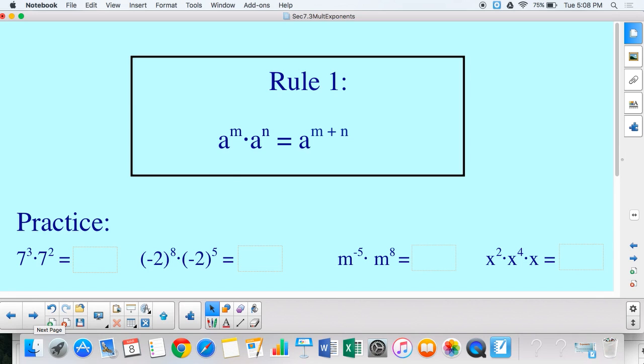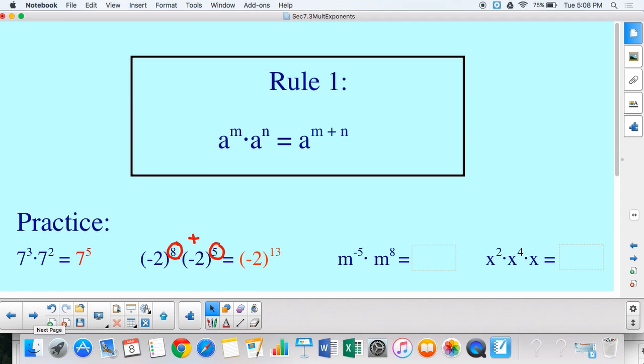So there's 4 examples here that'll show this. So first one, 7 to the 3rd times 7 squared. Should be 7 to the 5th. Try the next one on your own. Negative 2 to the 8th times negative 2 to the 5th. Take those powers here and add them. Should get negative 2 to the 13th. Works with negatives as well.